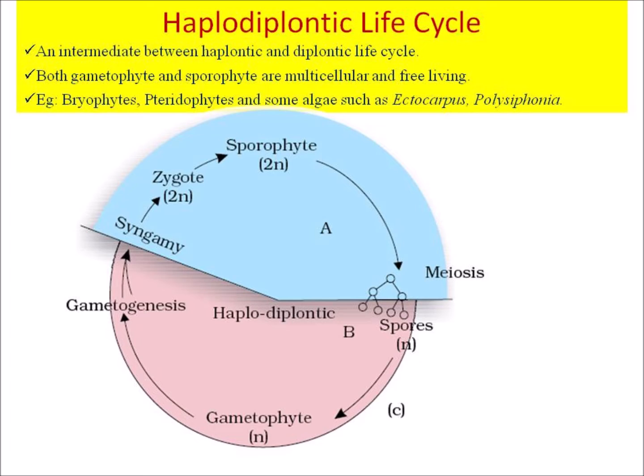Haplodiplontic life cycle is an intermediate between Haplontic and Diplontic life cycle. Both gametophyte and sporophyte are multicellular and free living. Example, bryophytes, pteridophytes and some algae such as Ectocarpus and Polysiphonia.